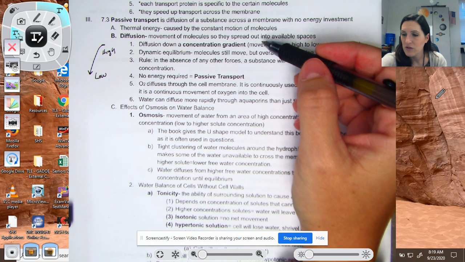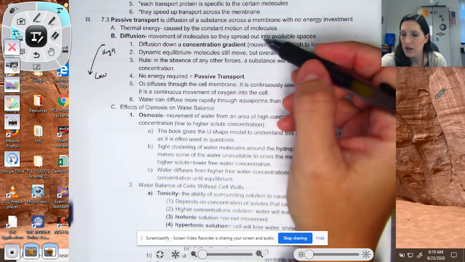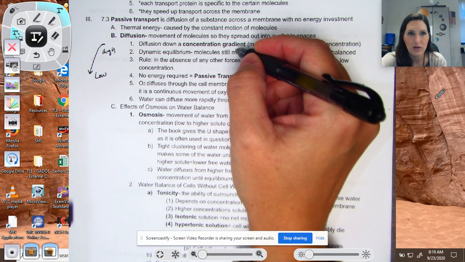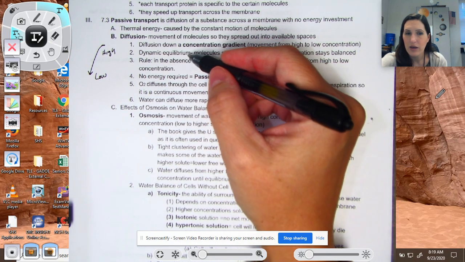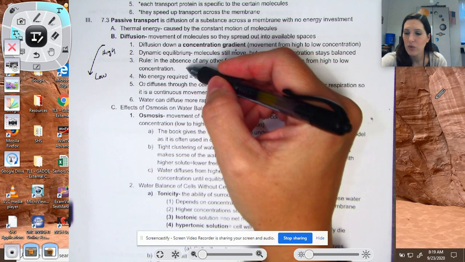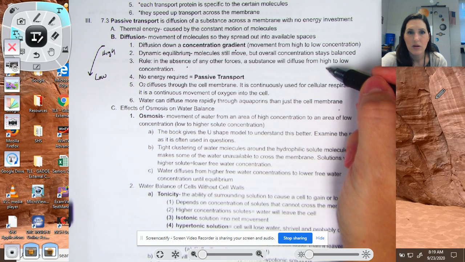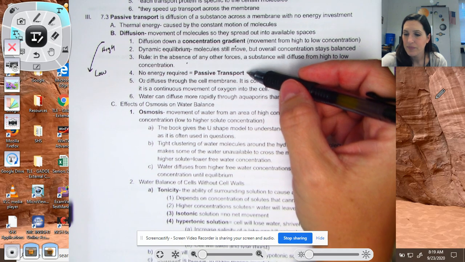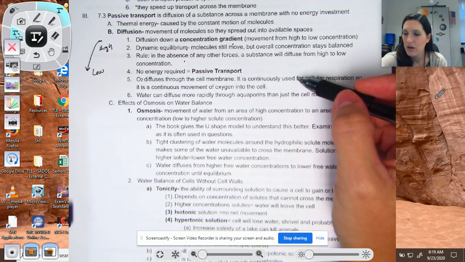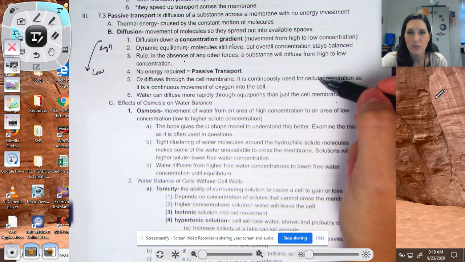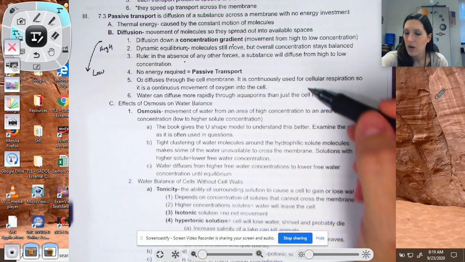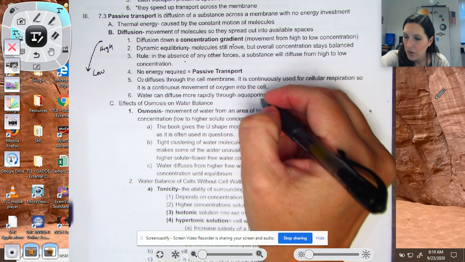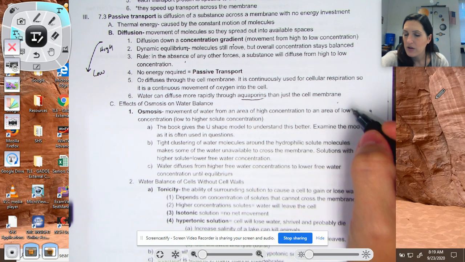Diffusion is the movement of molecules as they spread out to available spaces, and it goes with the concentration gradient from high to low. Dynamic equilibrium is a balance, and here's the rule. In absence of any other forces, substances will diffuse from high to low concentration naturally. No energy is required. O2 diffuses through the cell membrane. It is continuously used for cell respiration, and so it is a continuous movement of oxygen into the cells. Water can diffuse more rapidly through aquaporins than just the cell membrane.